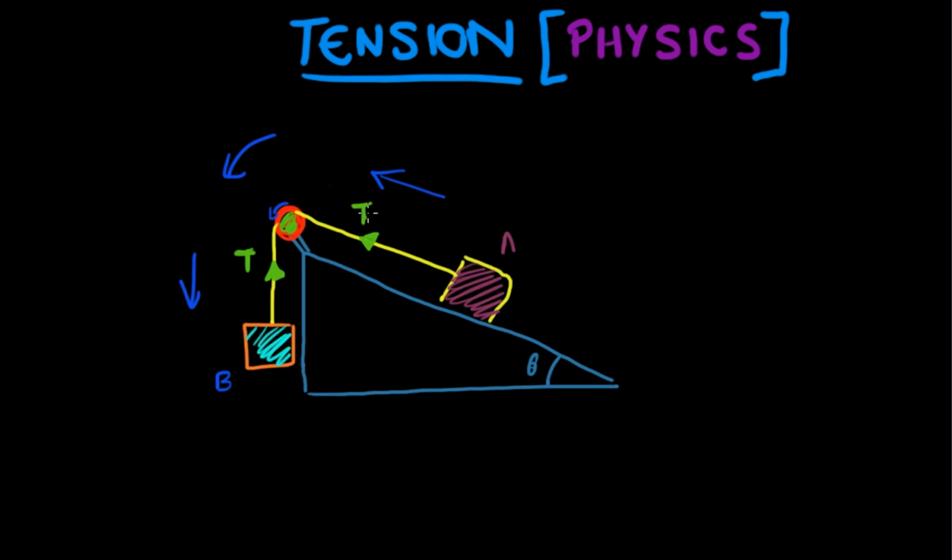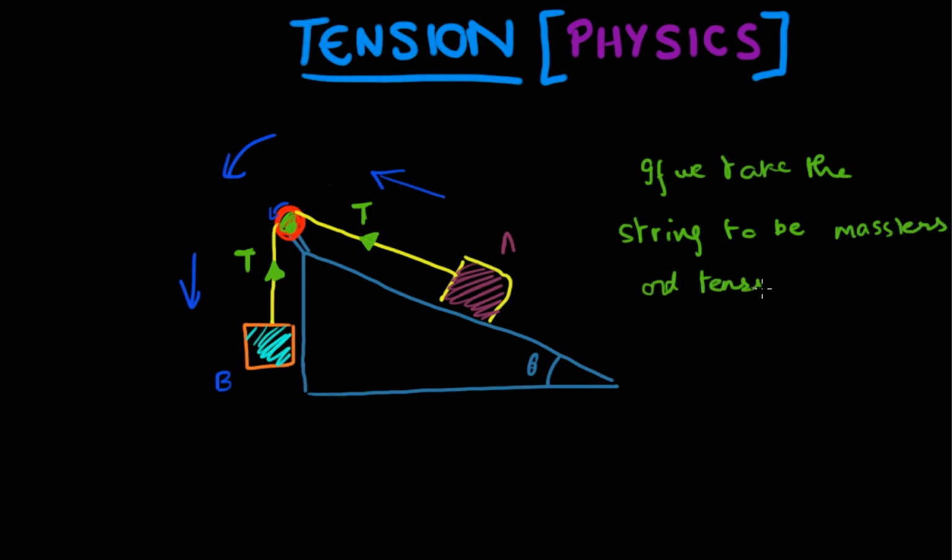If the tensions here are not equal, that is, if we take the string to be massless and the tension to be different, then there would be infinite acceleration.